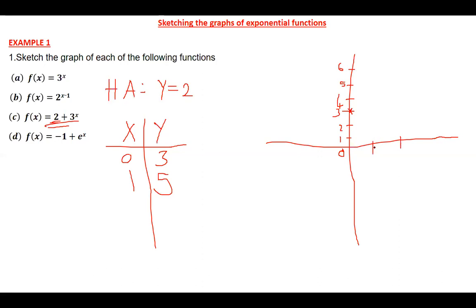Then we also have 1, 5, which is just this point there. But remember, the horizontal asymptote is y is equal to 2, meaning this is the line which passes at 2. So our curve will not touch the horizontal asymptote, hence it's going to come out like this. So this is the sketch.